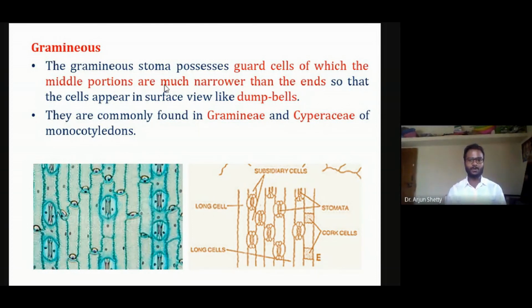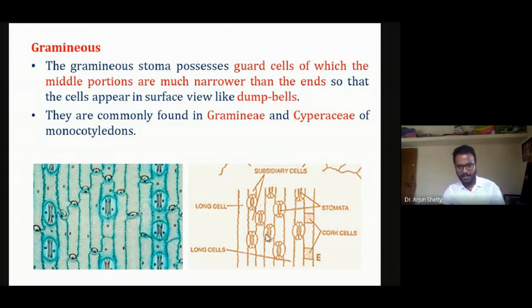In the gramineous type of stomata, the guard cells are narrower in the middle portion than at the ends. They just look like a dumbbell shape or bone shape. The ends of the stomata are quite swollen, and when you come to the center we see the compression, and again at the end we see the bigger swollen portion. Because of that it looks just like a dumbbell shape, and usually they are found commonly on the gramineous as well as the cyperaceous members of monocotyledons.